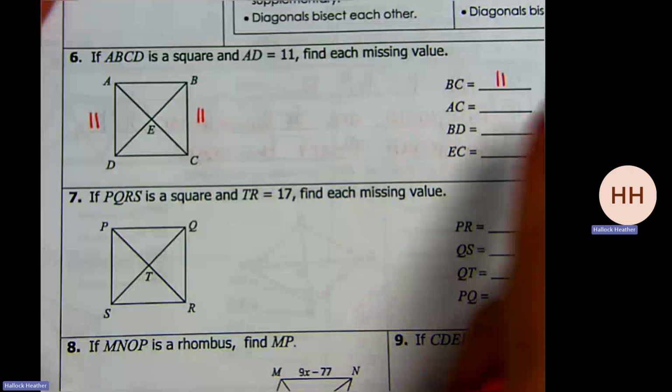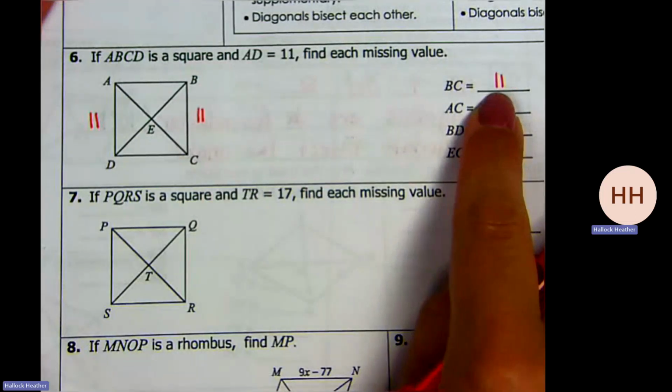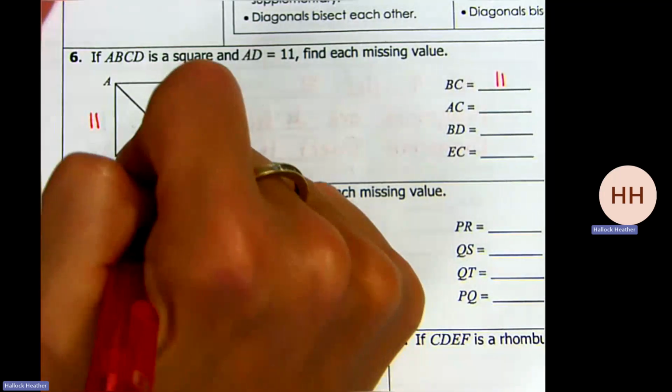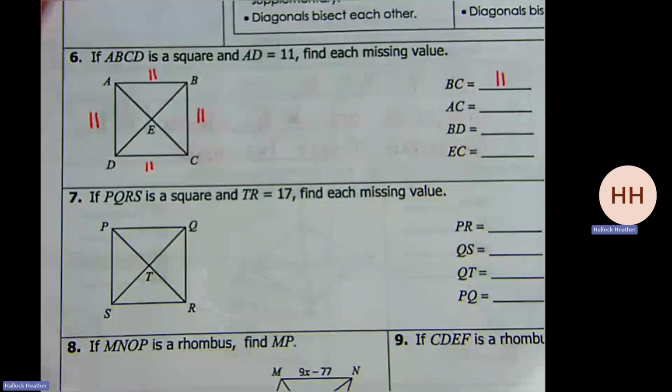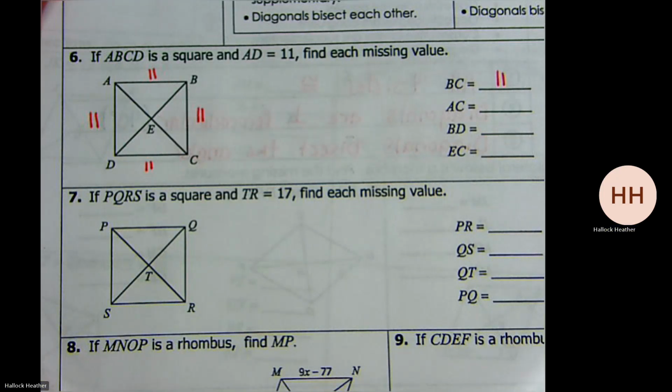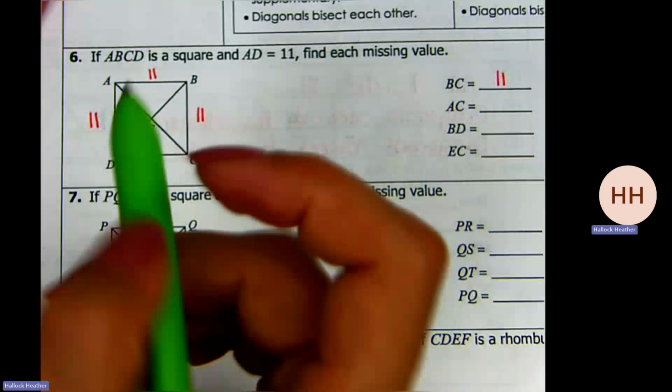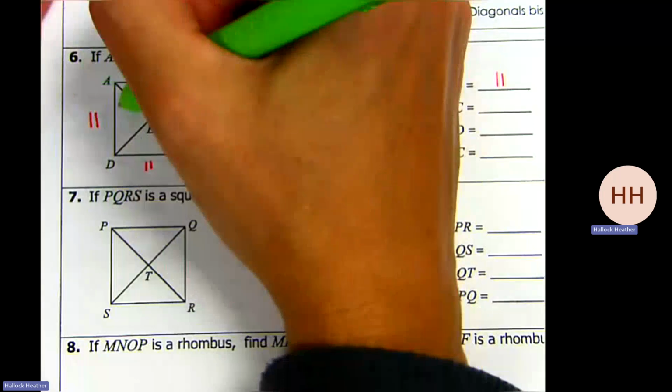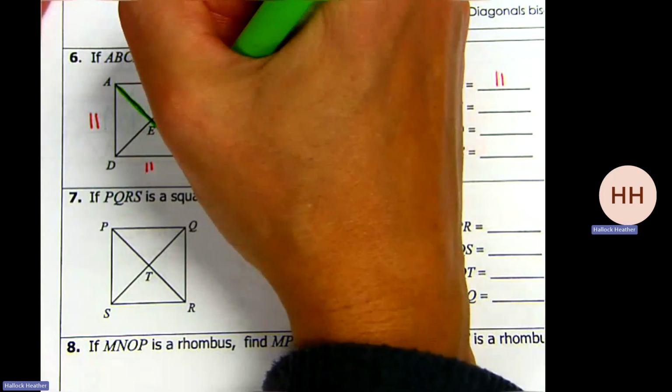If BC is 11, I also know that DC is 11. I also know that AB is 11 because it's a square. All the sides are congruent to each other. All the corners are congruent. We need to find A to C, which is the diagonal of a square.